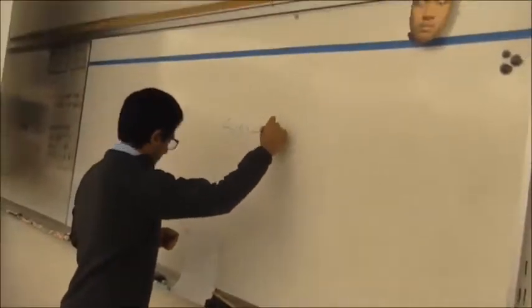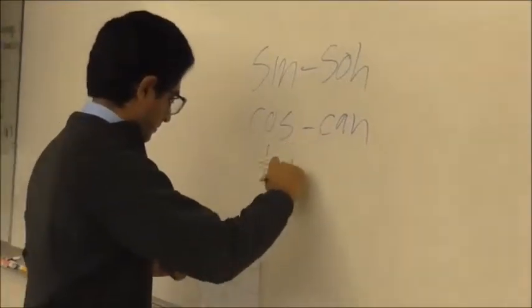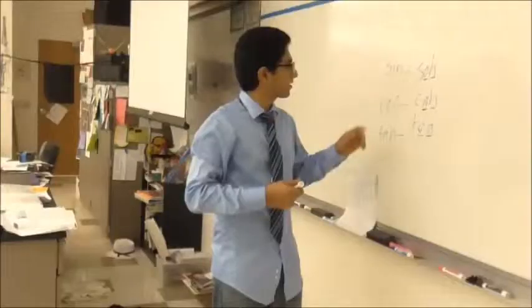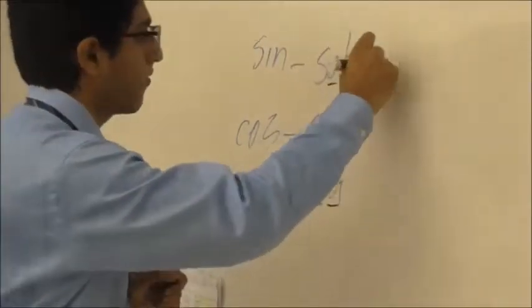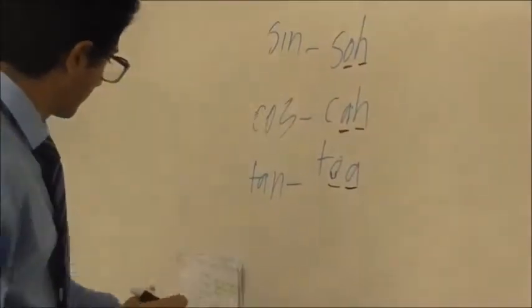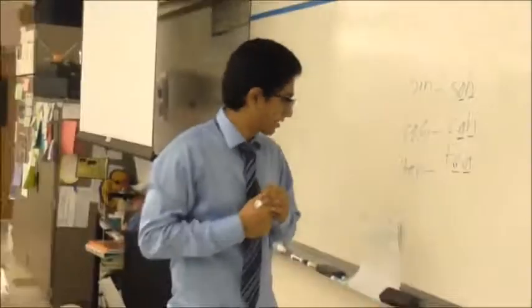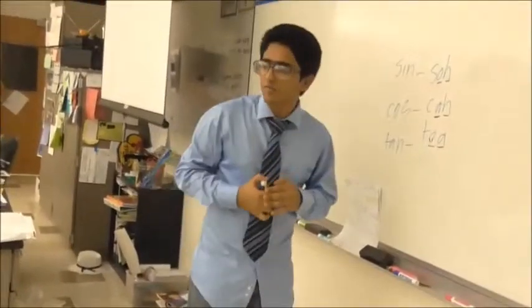Sine, S-O-H. Cosine, C-A-H. Tan, T-O-A. So sine is opposite over hypotenuse, cosine is adjacent over hypotenuse, and tan is opposite over adjacent. So next.